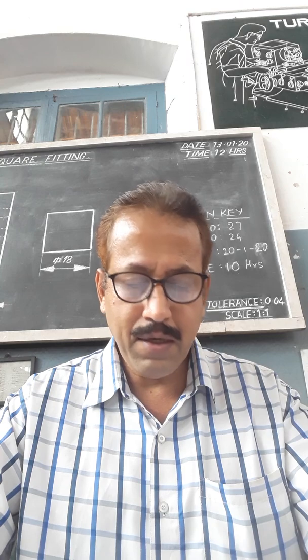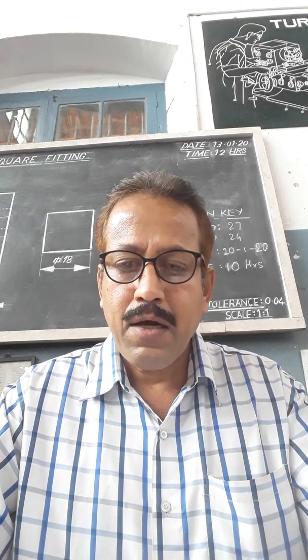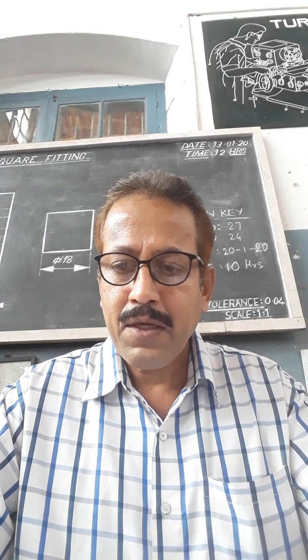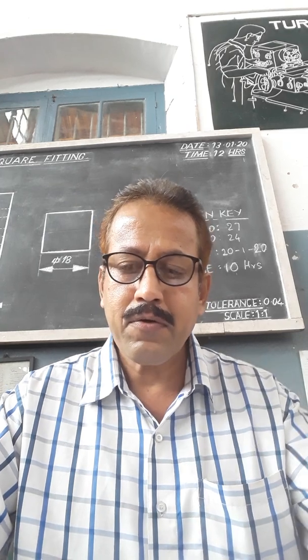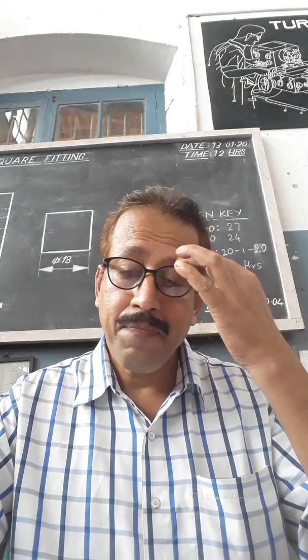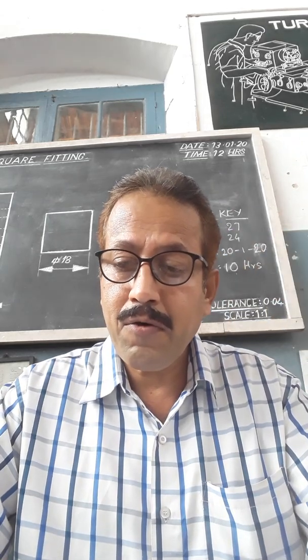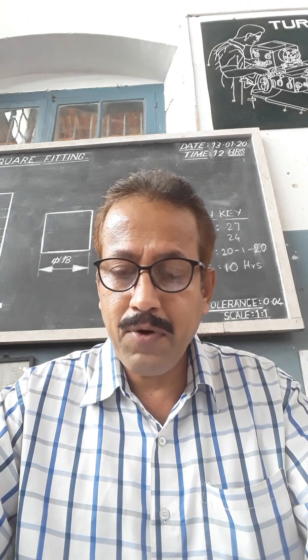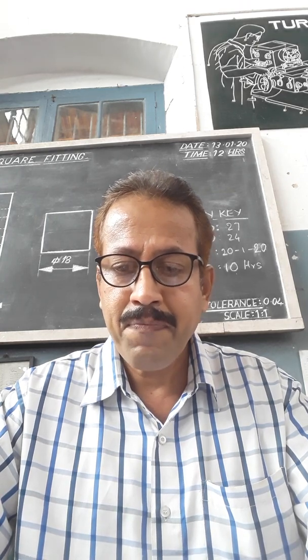Out of belt fasteners, the first one is the wire type belt fastener. It shows the wire type belt fastener generally used on light duty machines. This wire type belt fastener is used for light duty machines where the load affecting the belt is minimum, or the load on the pulleys is minimum. In such cases, this belt fastener is used.